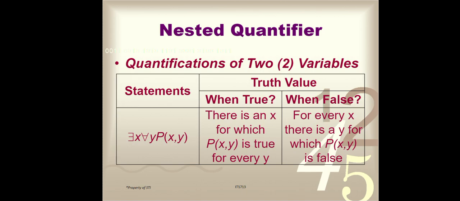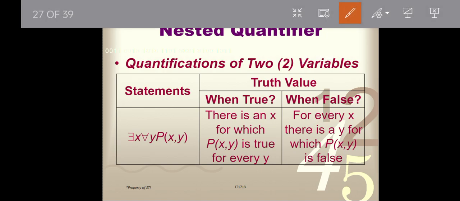So, let's proceed to another one. The last na ating nested quantifier. So, here we have there exists x for all y, P(x, y). Yan yung statement natin. So, meron daw nag-exist na x sa lahat ng value ng y, given our proposition na P(x, y). So, kailan daw siya maging totoo? Or kailan totoo yung ating statement?